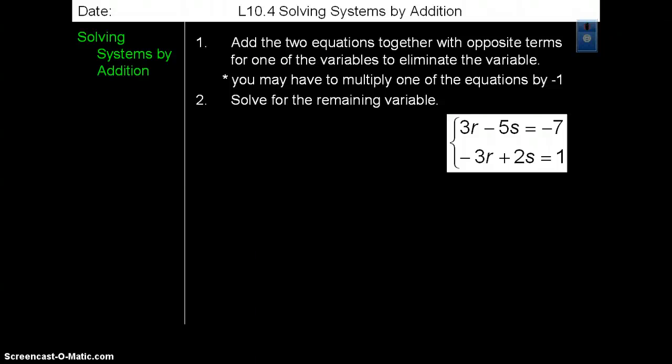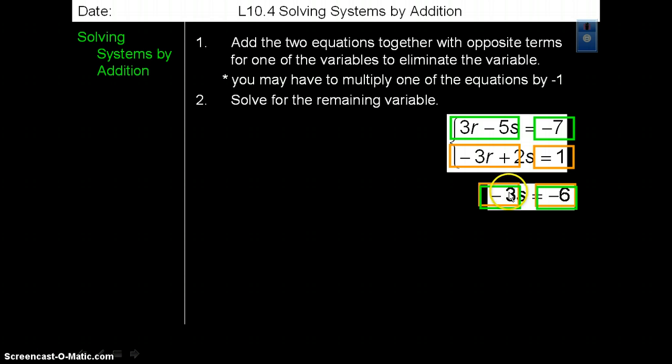So as we take a look here, in this particular system of equations, we have r and s variables. I'm noticing that the first equation compared with the second, the r terms are opposite. If I add a green with an orange and a green with an orange, the result that I will see is -3s equals -6. Our opposite r terms zeroed out. -5s plus 2s is -3s. And over here, -7 plus 1 is -6. -3s equals -6 is very easily solved for s by dividing by -3, and we find out that s equals 2.